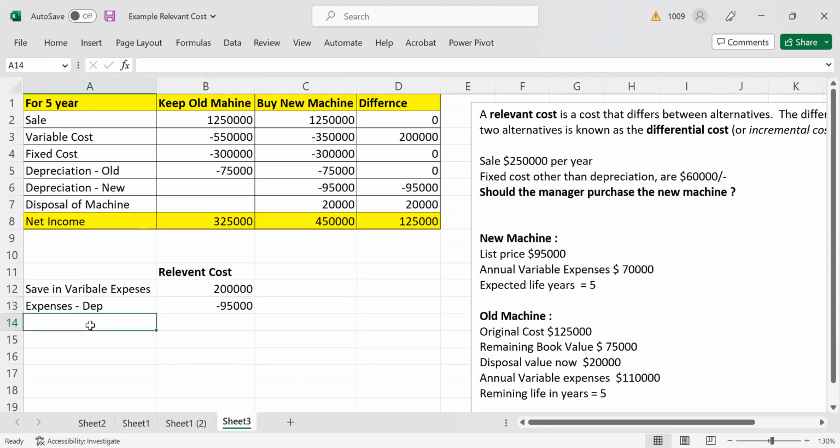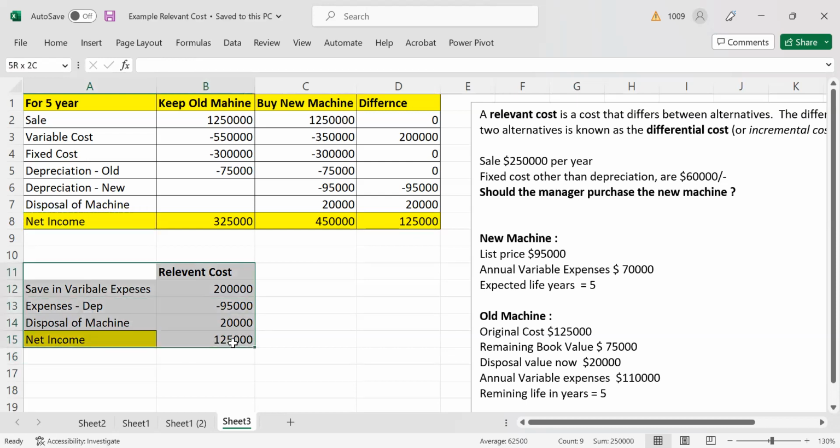So what other relevant amount will there be? The disposal. Disposal of machines. By the disposal of the machine, you will get something. So how much money are you getting? $20,000. If we make a total of all these, then see, the answer will be exactly the same as what we did here. So this will be the net income if we buy the new machine.